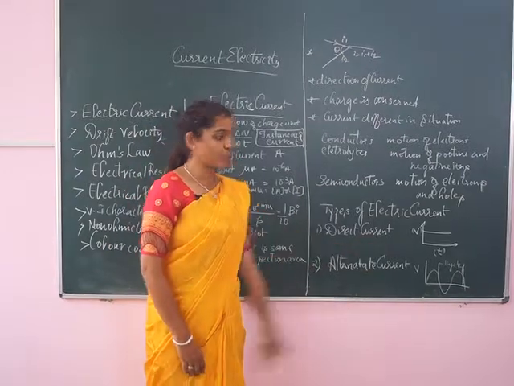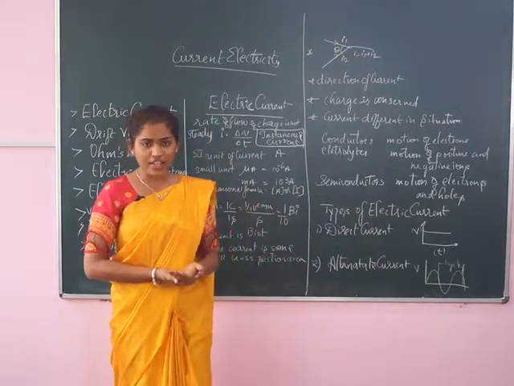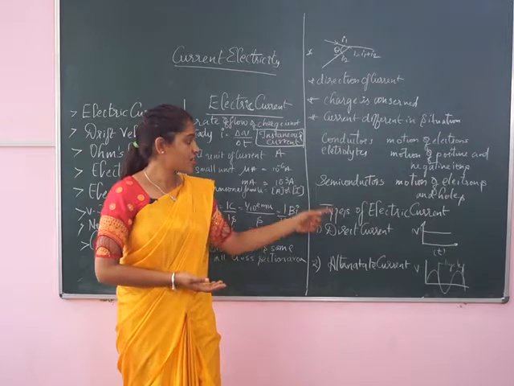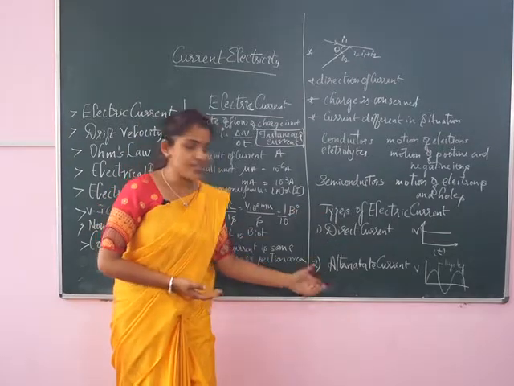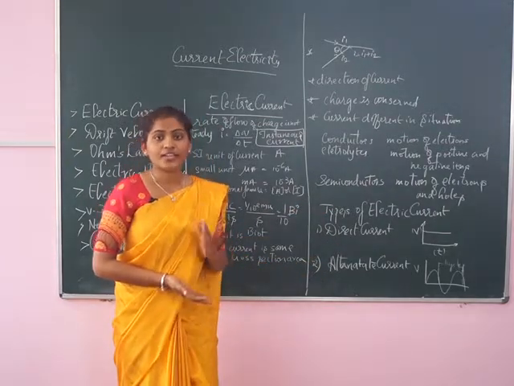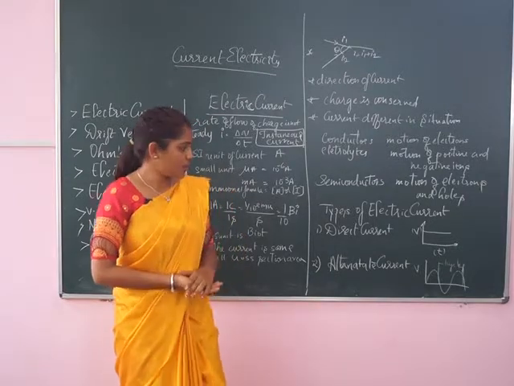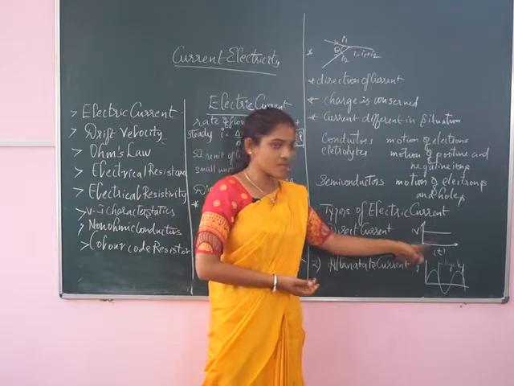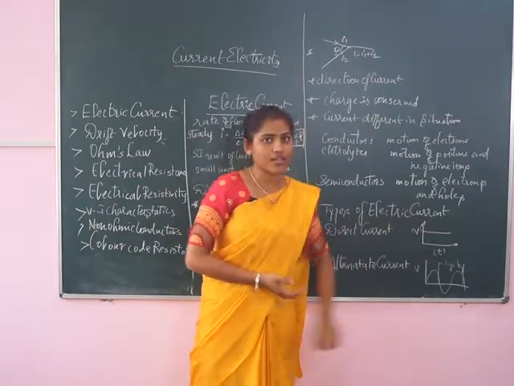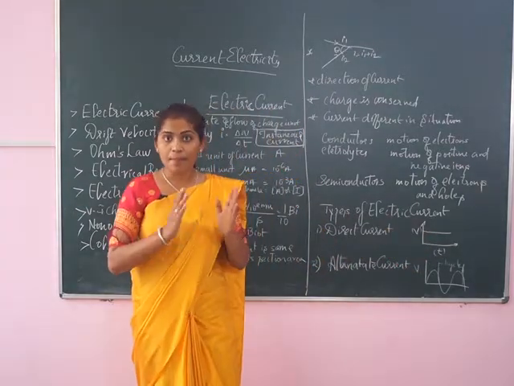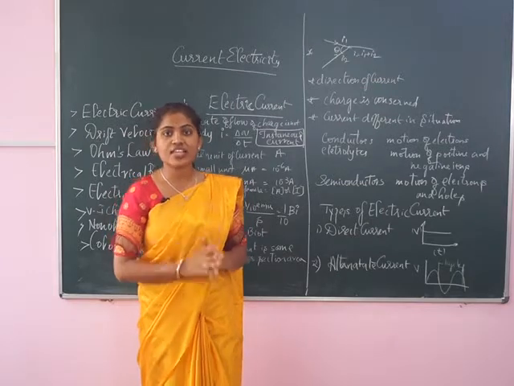Next, types of current. Types of electric current: you have two types. One is direct current, another is alternating current. Direct current never changes its direction. It is unidirectional. You can see the graph here, voltage versus time. That is a straight line. There is no change in direction. Magnitude and direction remain the same.